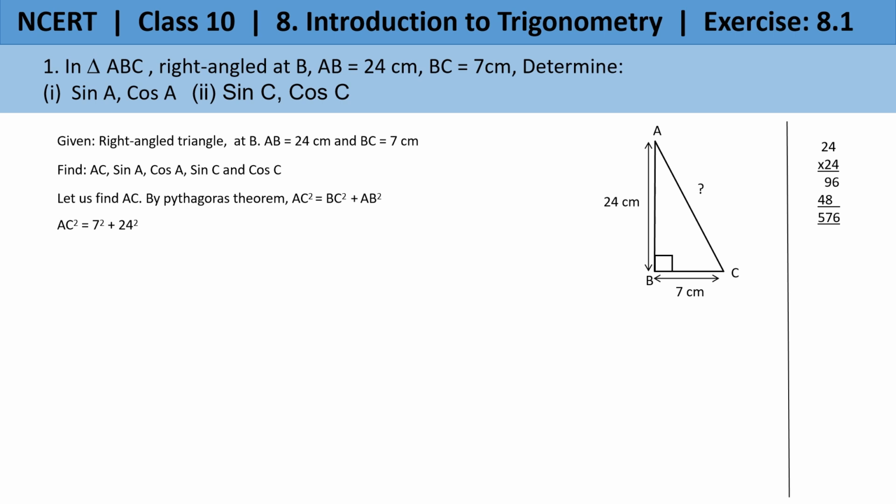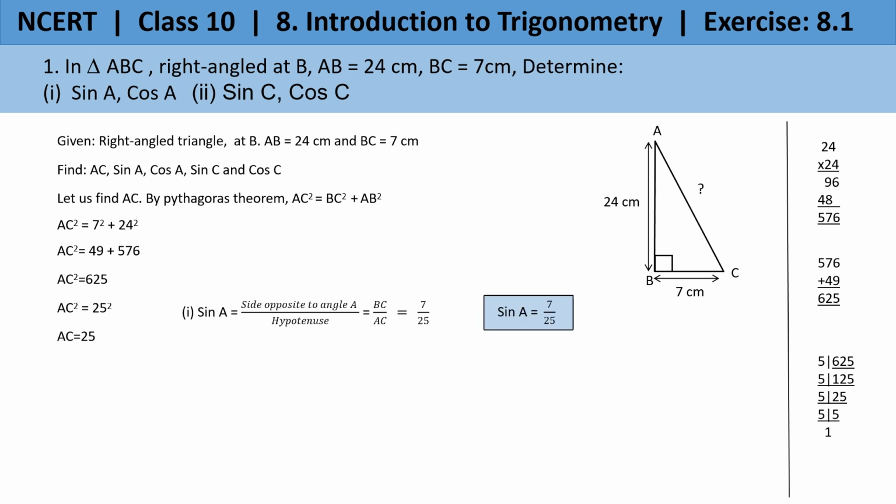7 square is equal to 49. 24 square is equal to 576. AC square is equal to 49 plus 576. 49 plus 576 is equal to 625. AC square is equal to 625. AC square is equal to 25 square. Let us take square root on both sides of the equation. AC is equal to 25.